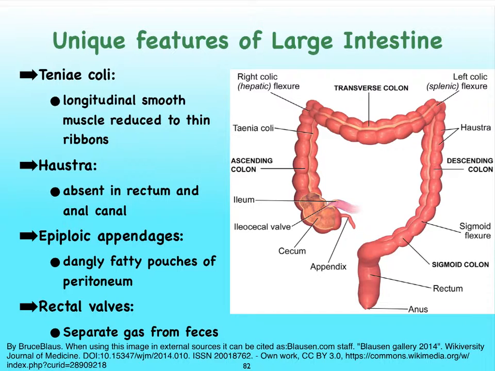Now, not illustrated here on this particular figure are what is called epiploic appendages. And these are little chunks of fat that kind of dangle off the large intestine all over the place. And it's not really totally understood what function they have. And finally, we find in the most distal portion, particularly the rectum, rectal valves, and we'll take a closer look at them.